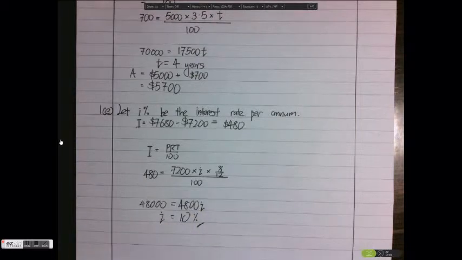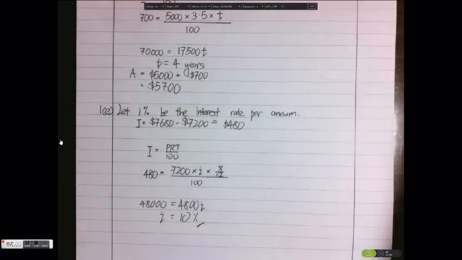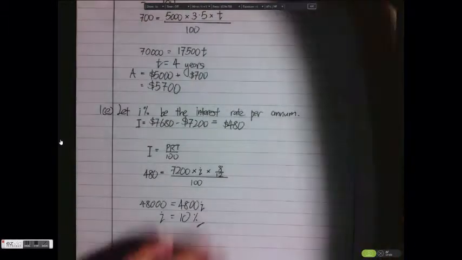We solve in a way that's similar to 1d, multiplying both sides by 100. This eliminates the 100 here. I get 48,000 on my left hand side. Dividing both sides by 4,800, I get I equals 10%. And that concludes 1e.